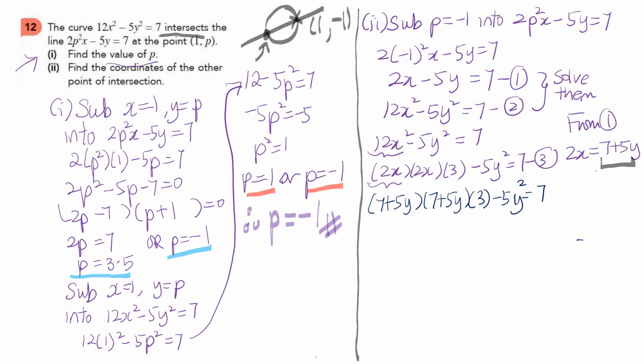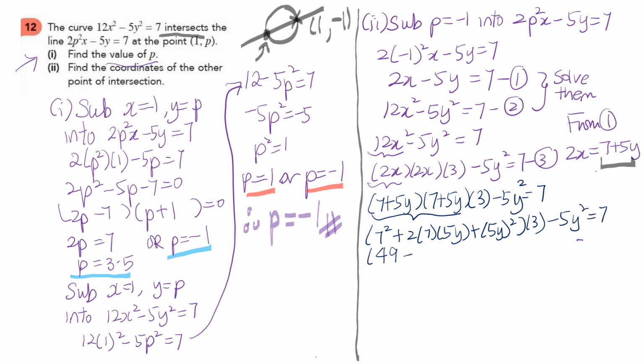Okay, so this one I'm going to use the algebraic identity (a plus b) squared. So it gives you a squared plus 2ab plus b squared. Not to forget, I have to multiply by 3 later on. So that will give you 49 plus 70y plus 25y squared, times 3.